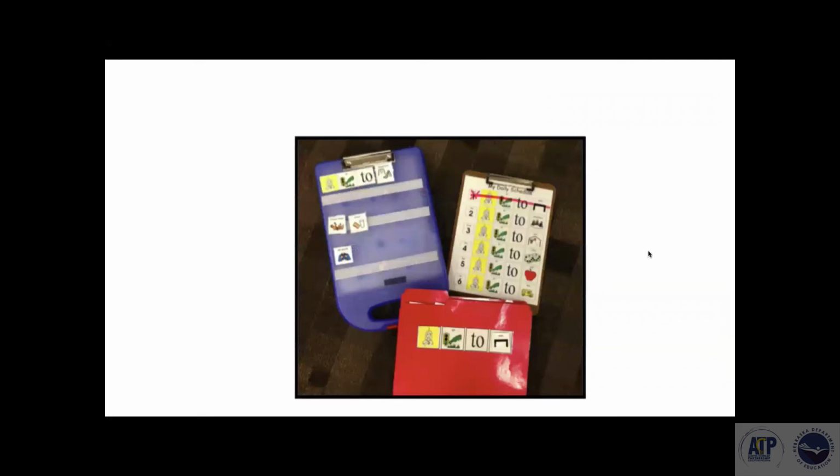This is an example of daily schedules. There's a variety of different types here, but again, you see the language, the one on the right with a red mark crossed out. Instead of just having table, morning circle, gym, play, they're giving them the language of what's next? Oh, I'm going to the table, or I am going to the gym.